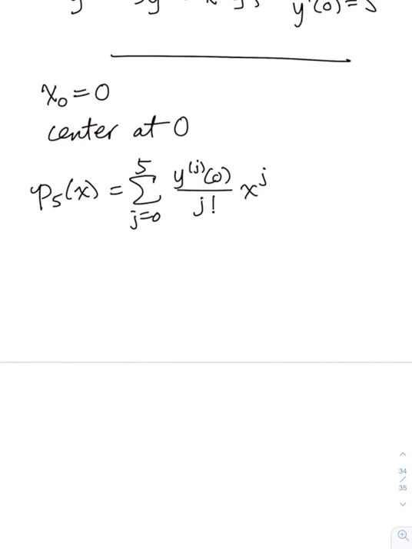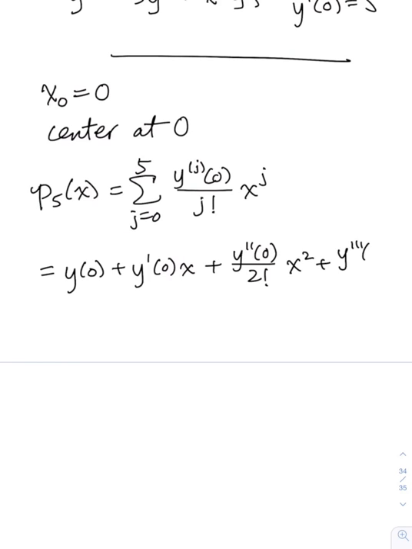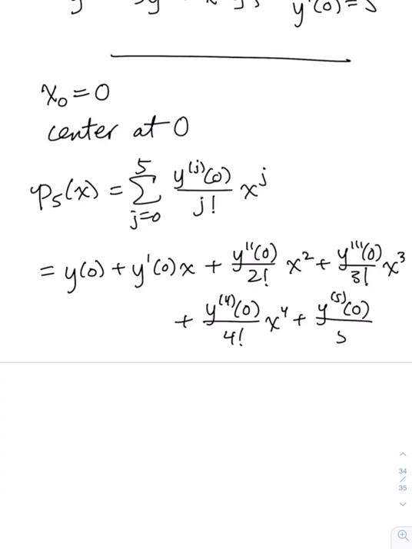And rather than writing it with the sigma notation, I want to write it all out. And I know it's a lot of terms, but it's just going to be easier to see what's going on when I write it all out. So it's y of 0 plus y prime of 0 times x plus y double prime of 0 over 2 factorial times x squared plus y triple prime of 0 over 3 factorial times x cubed, plus the fourth derivative of y at 0 over 4 factorial times x to the fourth, and then lastly the fifth derivative of y evaluated at 0 divided by 5 factorial times x to the fifth. So I'll have my answer if I can find out all those derivatives, if I can get numbers for y of 0, y prime of 0, y double prime of 0, and so on.